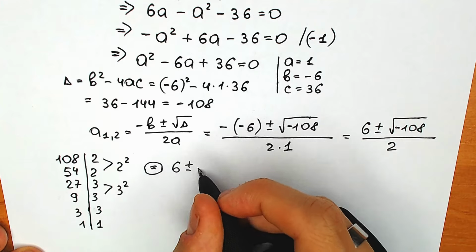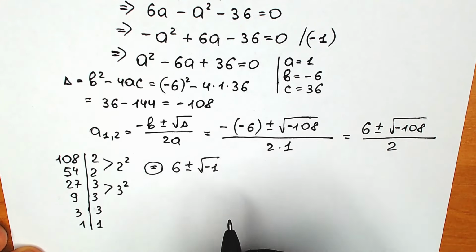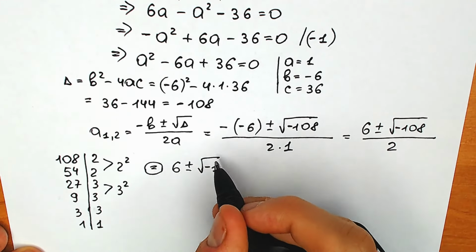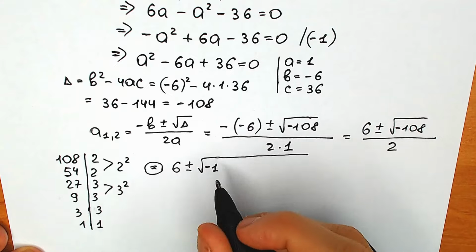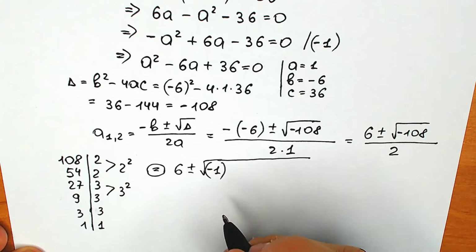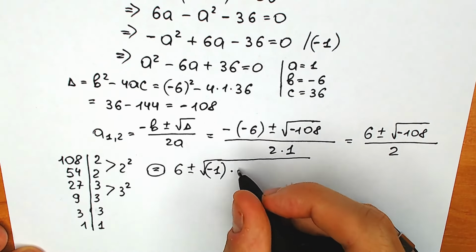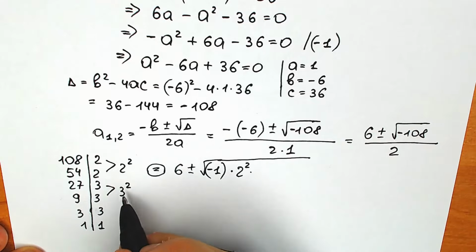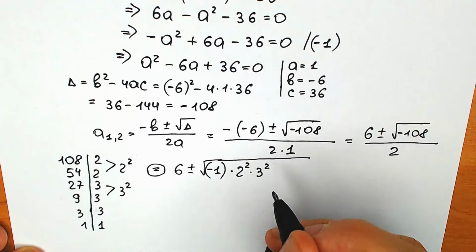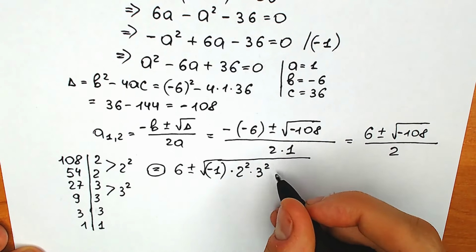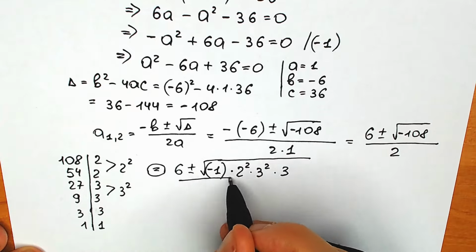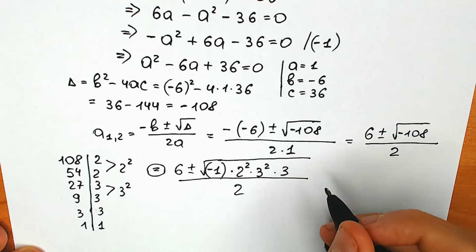So let's start with square root of minus 1. We can easily do this, or we can do this step by step. So we can start with square root of minus 1 times 2 squared times 3 squared times 3, and we divide it by 2. Right now, what do we have?